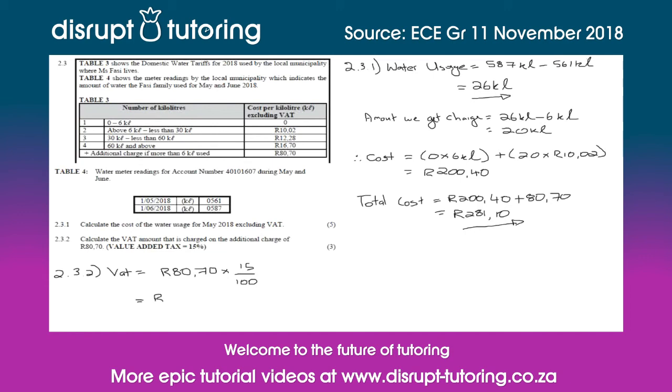This comes to 12 Rand comma 105. But remember, Rands have to be to 2 decimal places, because cents is only up to 2 decimal places. So we need to round this, and it gets rounded up to 12 Rand and 11 cents. And that is your final answer.